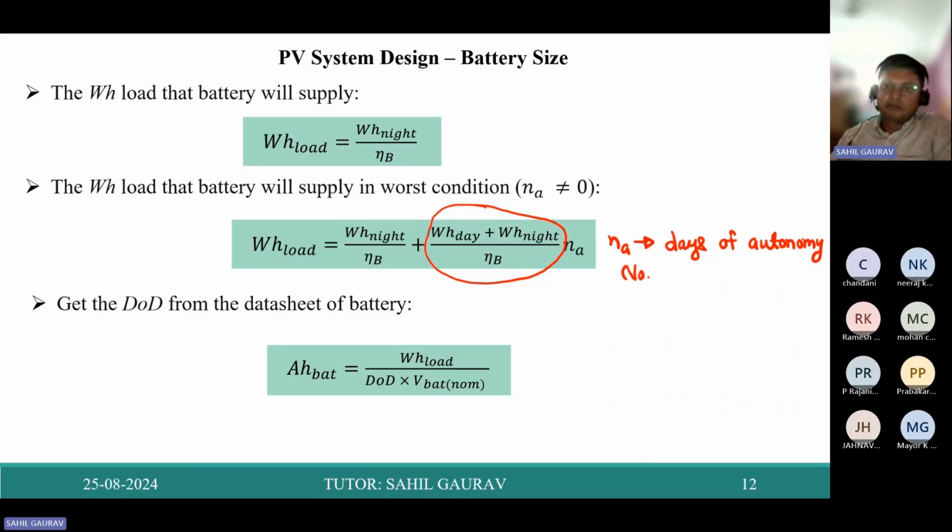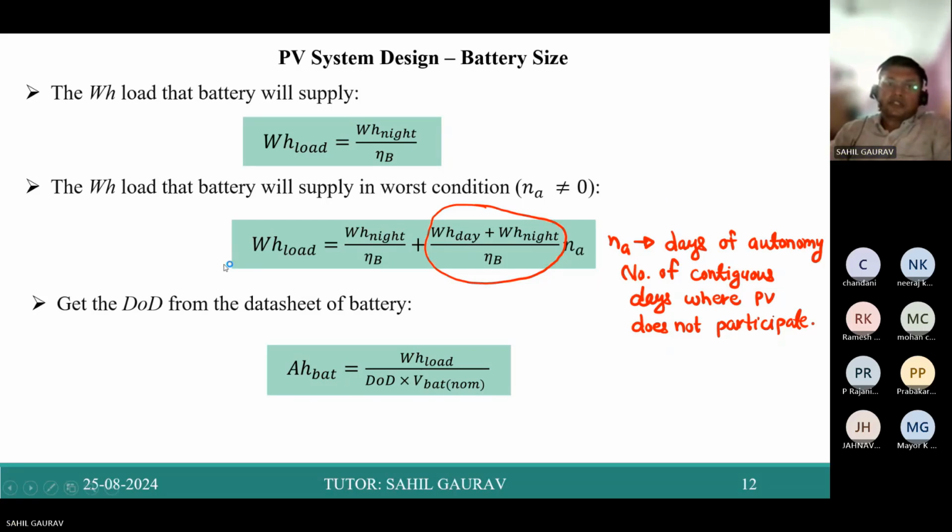Days of autonomy is the number of contiguous days where PV does not participate. So during these days, all the power comes from the battery. So the battery will supply this amount of energy when we are taking this condition. Now, how can we find the rating of battery? For that, we need to know the depth of discharge from the data sheet of battery. After selection of battery, you will get the depth of discharge, and from there, you will get the ampere hour rating for the battery using this expression. We will solve one problem on this battery sizing for the PV system.